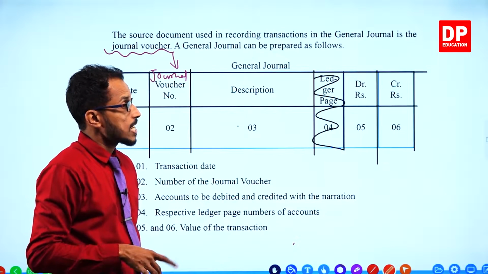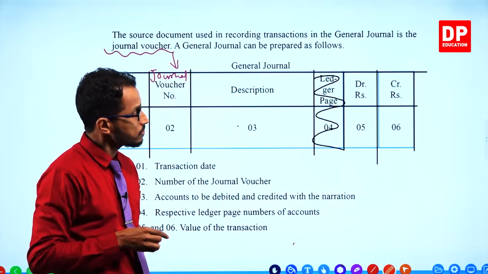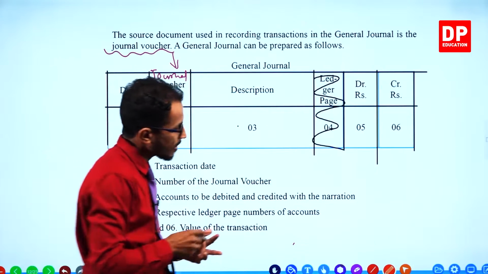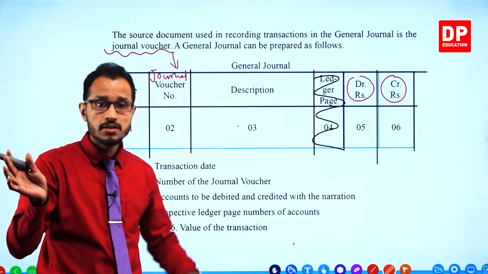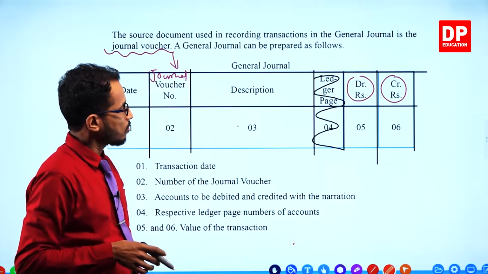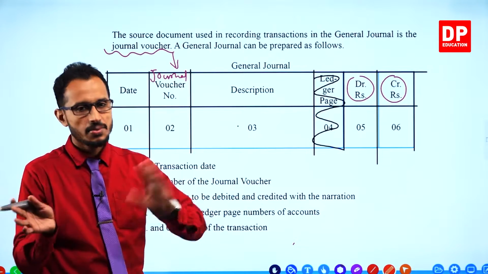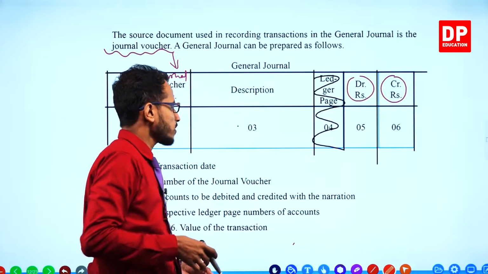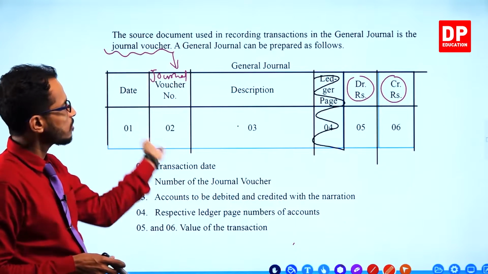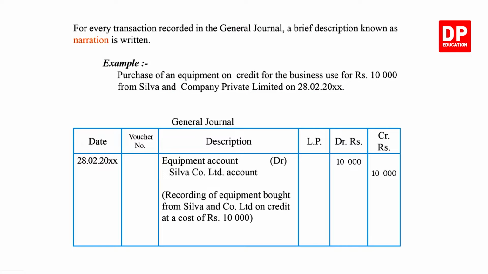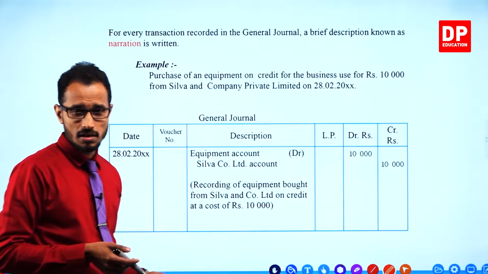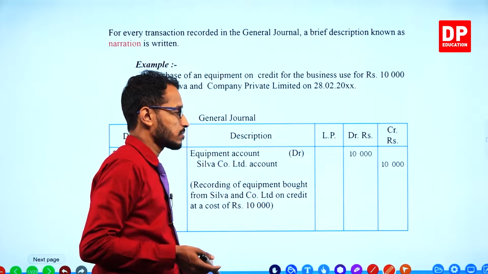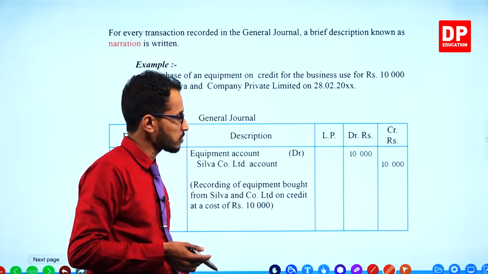Okay. Those value columns divided into two must be named as debit and credit. You'll learn why the value columns are named as debit and credit. Right. So this is the format, children. Let's record a transaction, shall we? Just to make you familiar.